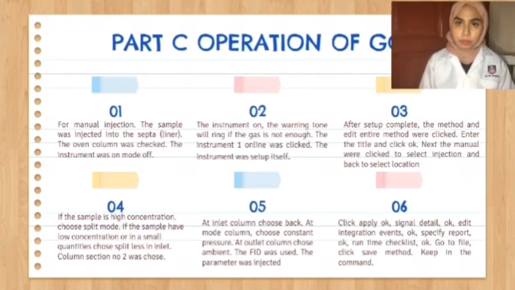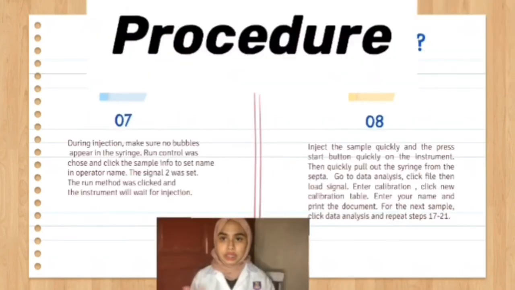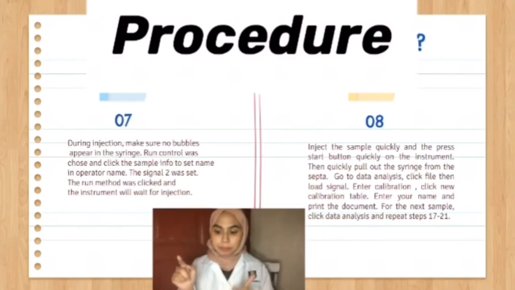During the injection, make sure no bubbles appear in the syringe. Run control was chosen and click the sample info to set the name in the operator name. The signal 2 was set, the run method was clicked, and the instrument will wait for injection. Inject the sample. We need to inject the sample quickly and press the start button quickly on the instrument. Then, quickly pull out the syringe from the inlet liner.